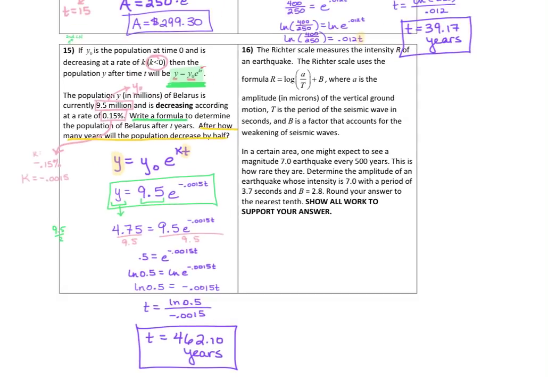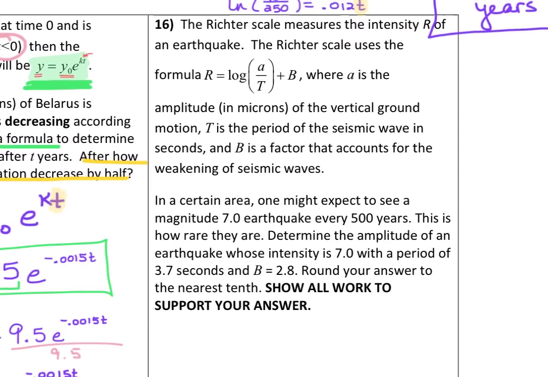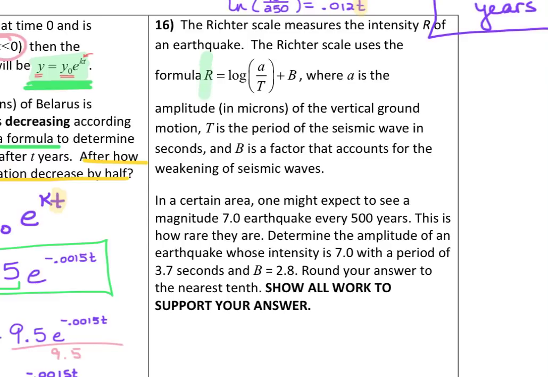And now, last but not least, a Richter scale problem. So here you're given the formula. R is the intensity on the Richter scale. R equals log of A divided by T plus B. A is the amplitude, T is the period, and B is the factor that modulates the equation to fit based on the weakening of the seismic waves. Honestly, I don't really know how they compute that exactly, but we're given those numbers.